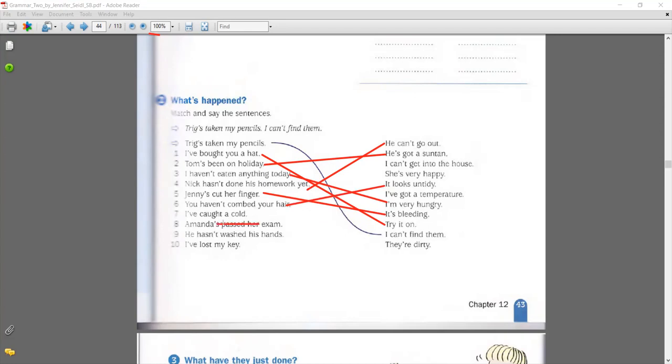Next one. I've caught a cold. I have got a temperature. Amanda has passed the exam. She's very happy. He hasn't washed his hands. They are dirty. I've lost my key. I can't get into the house. Good. My answers are all correct. Good. Mine too. Me too.